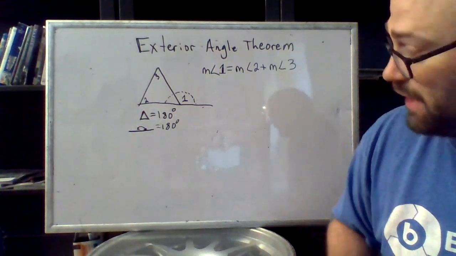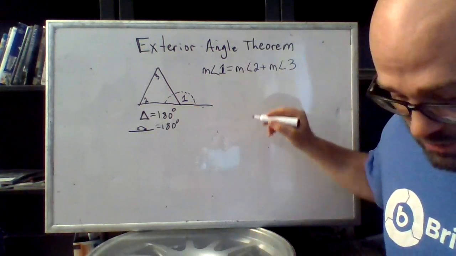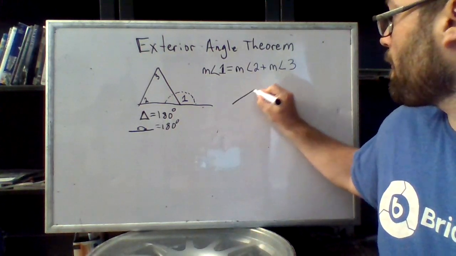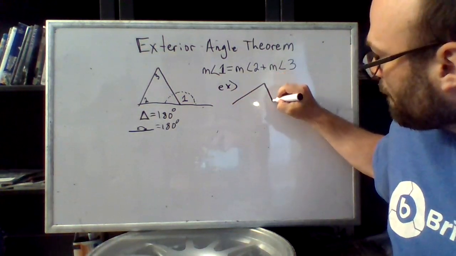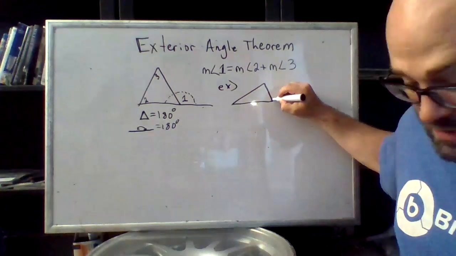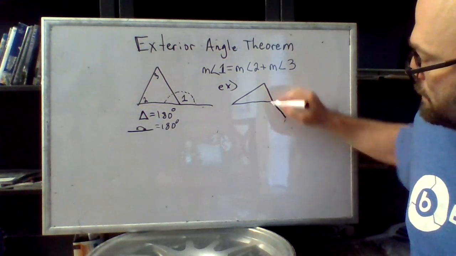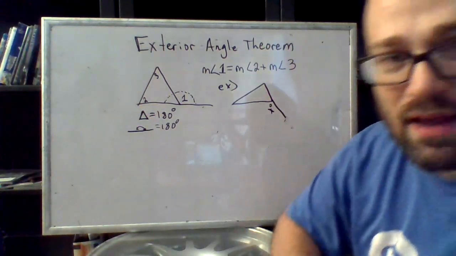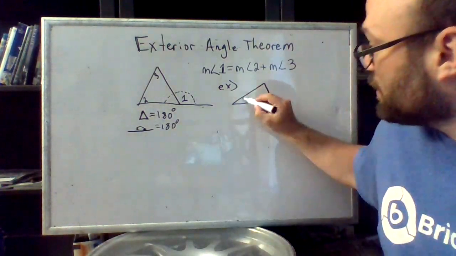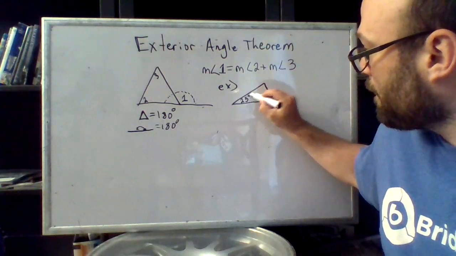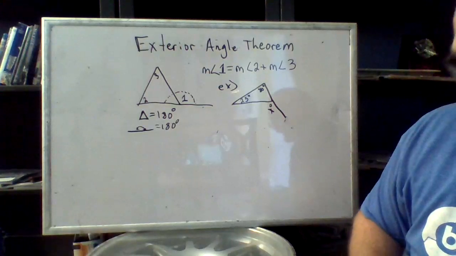So let's look at an example here. Example number one. Let's say our exterior angle goes right here. A little too long of a line. So this is x degrees. That is our exterior angle. We have a triangle there. And what we have here is 25 degrees in this one, and we have 80 degrees right here. So we have 25 degrees and 80 degrees.